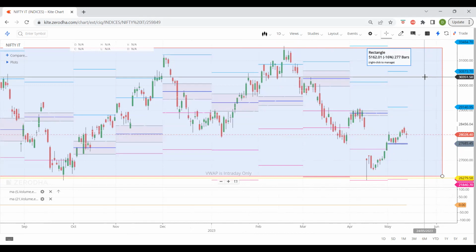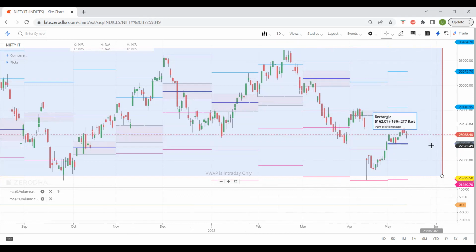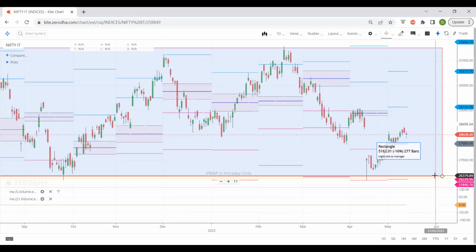But as of now, Nifty IT is still not bullish. The immediate critical level to watch out for would be this 27,650. And if that breaks, then we might again see it moving towards this 26,380 levels. And this would be the fifth attempt to break.